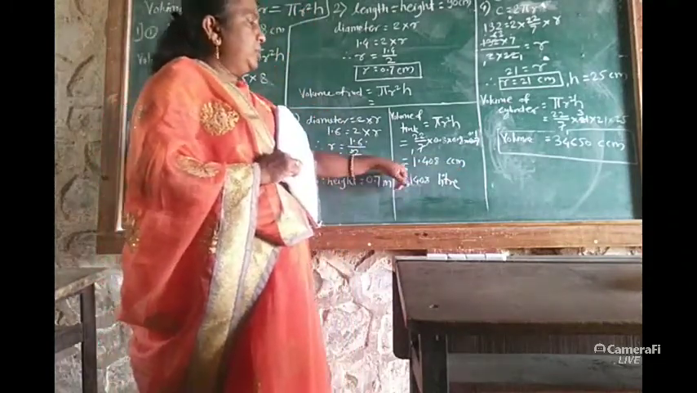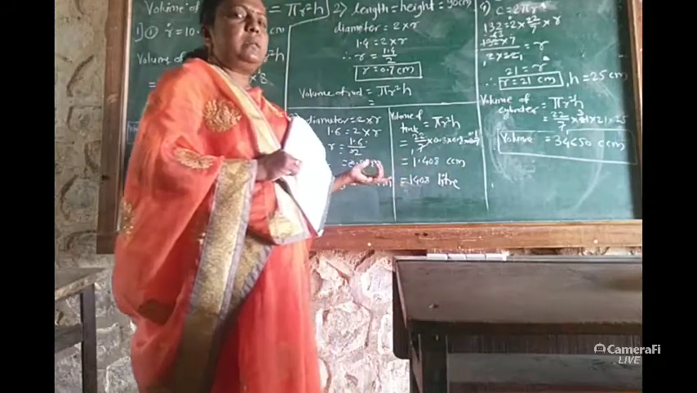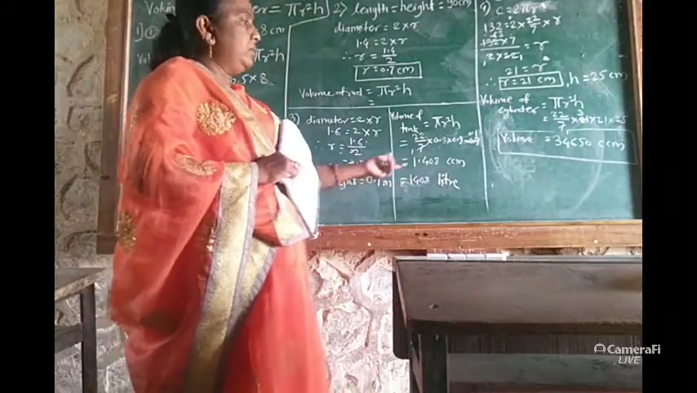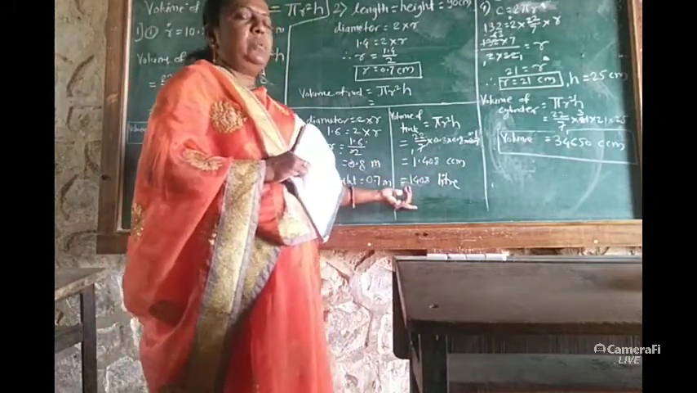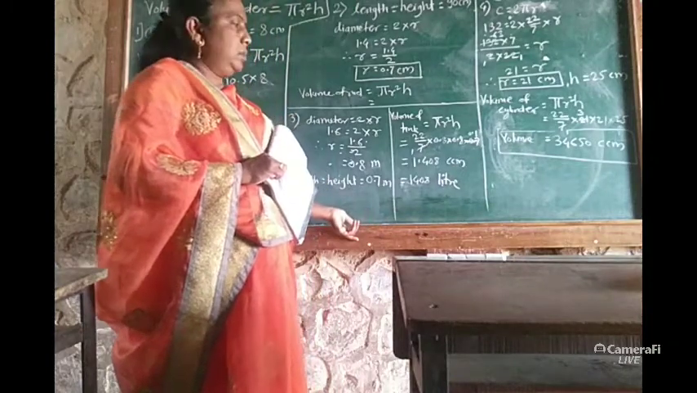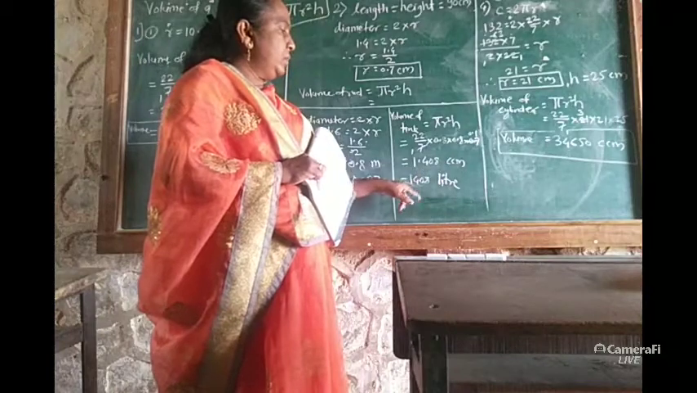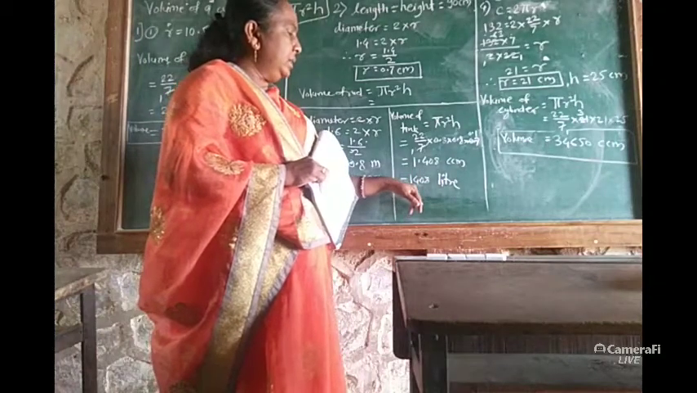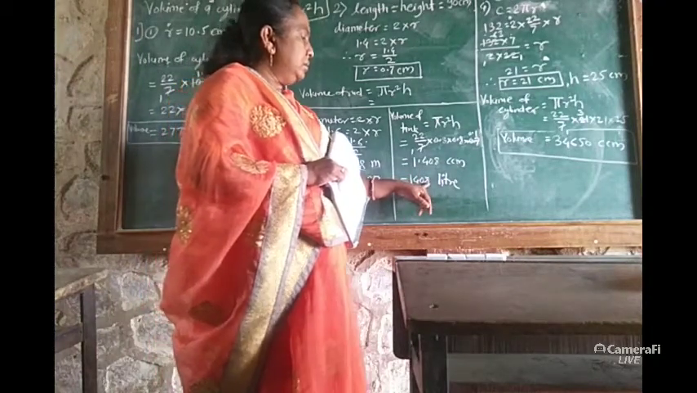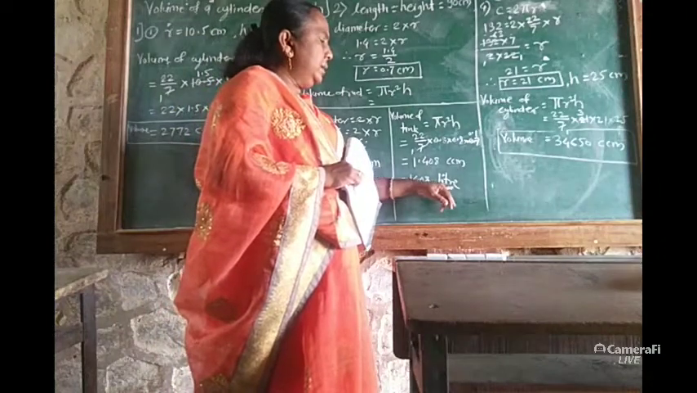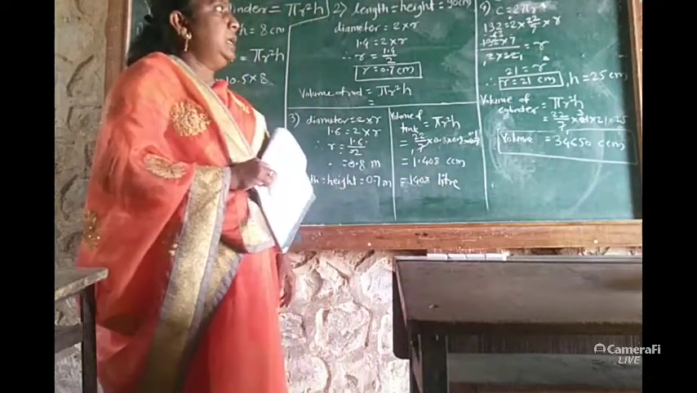Here we have calculated the volume in cubic centimeter, but they have asked us the water holding capacity, so we have to convert this cubic centimeter into liter. We know that 1000 cubic centimeter is equal to 1 liter. Therefore, after multiplying this volume by 1000, we can find 1408 liters. This is the holding capacity of the tank.